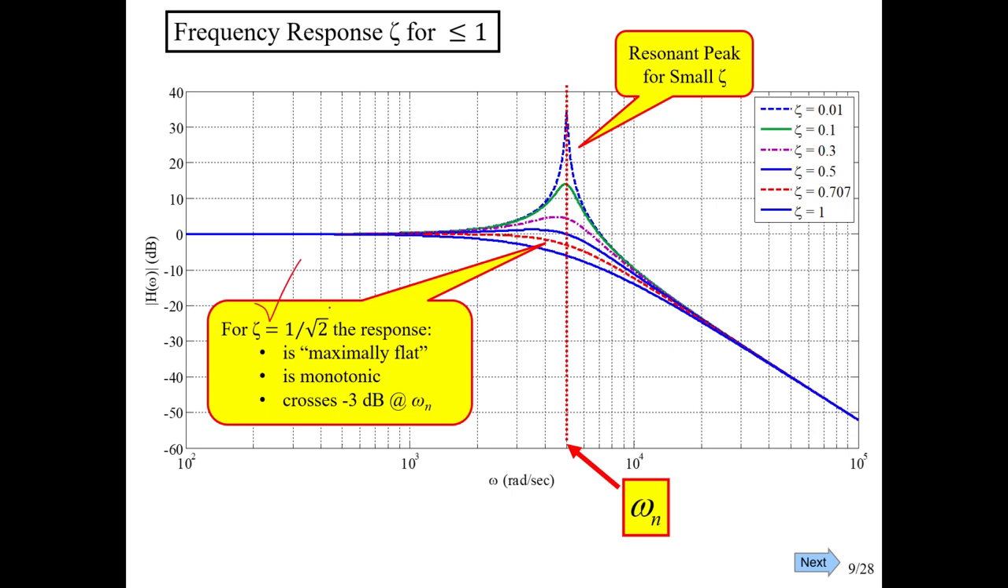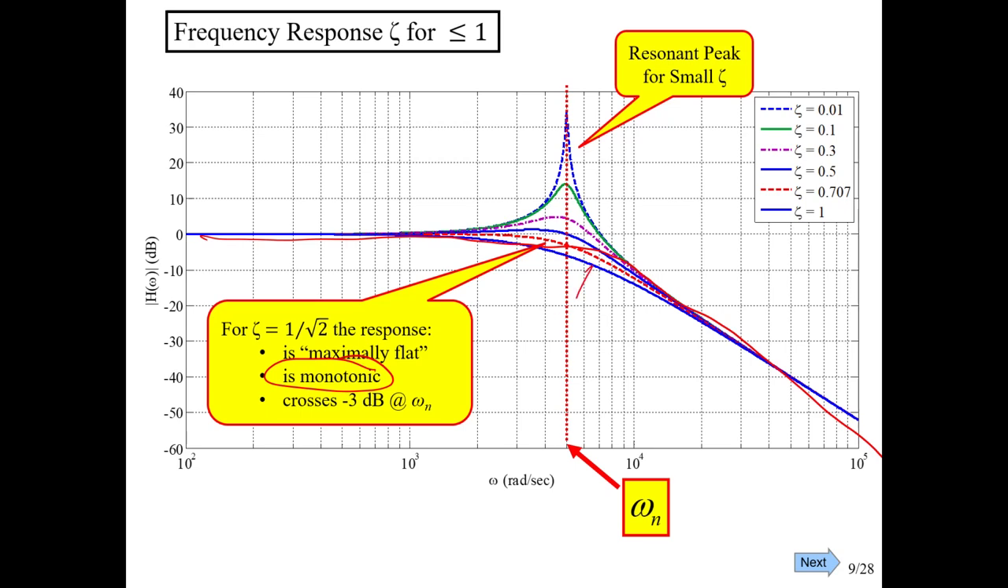And over here, I'm calling out special attention for the zeta equal to 1 over square root of 2, which is 0.707. So that's this red dashed curve here. That is the so-called Butterworth response, and we'll see that in subsequent slides. It's so-called maximally flat. That's why I put that in quotes. Butterworth used a particular definition for what he meant by that, and you can look it up. It involves looking at the derivative of the frequency response at omega equals 0. It's also monotonic, so it just goes down.